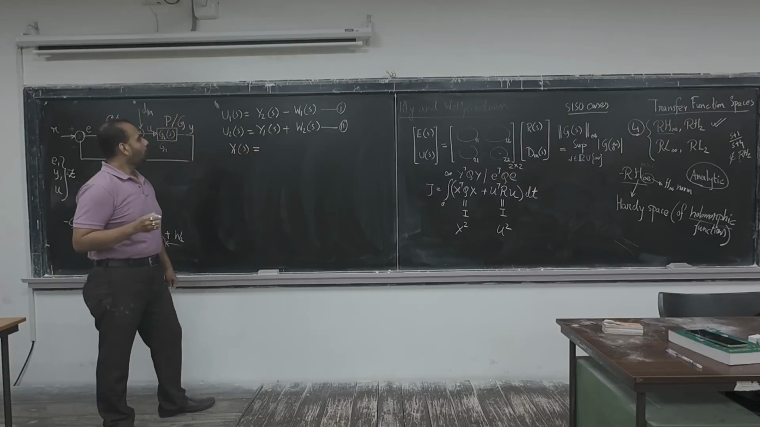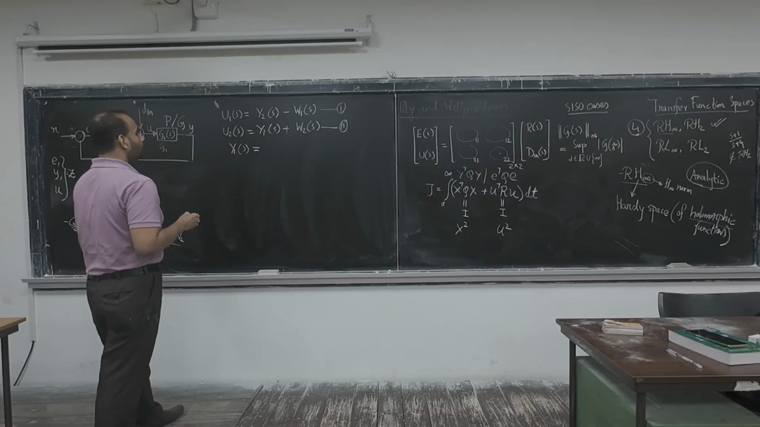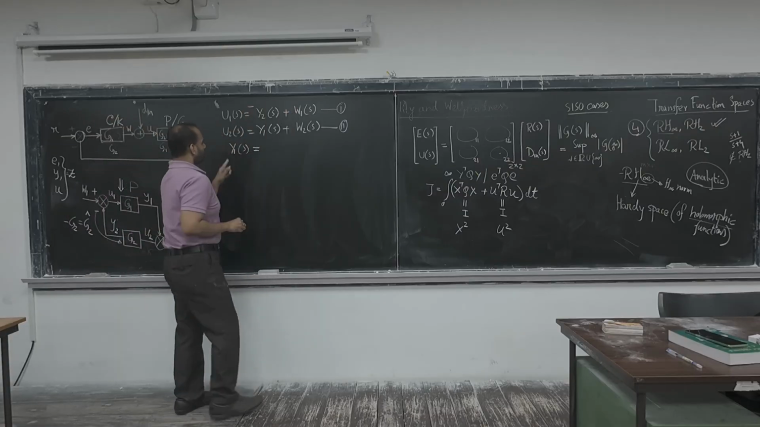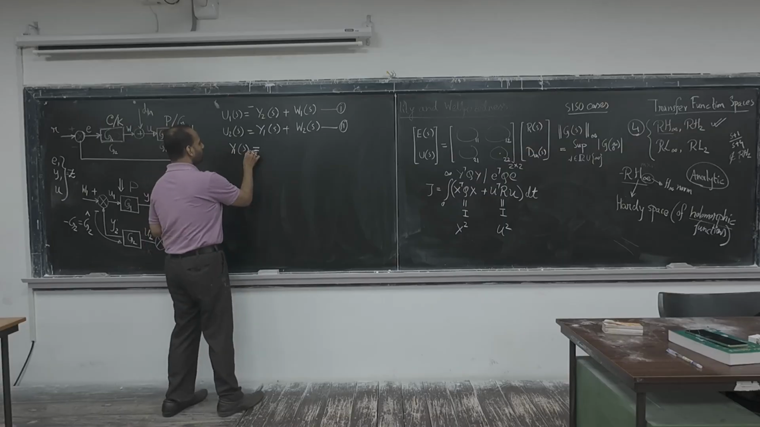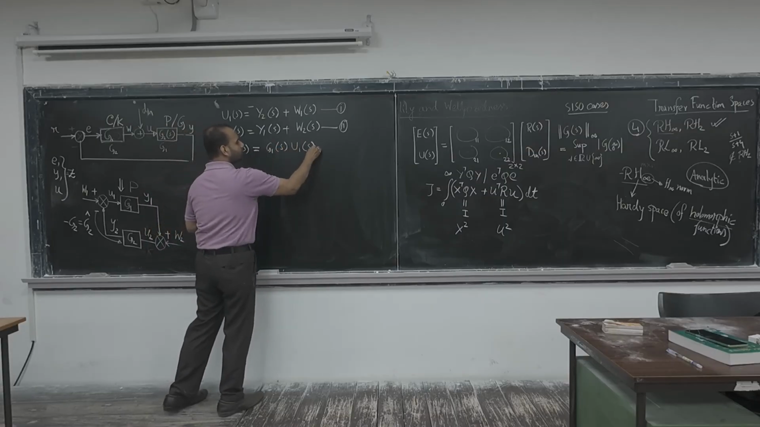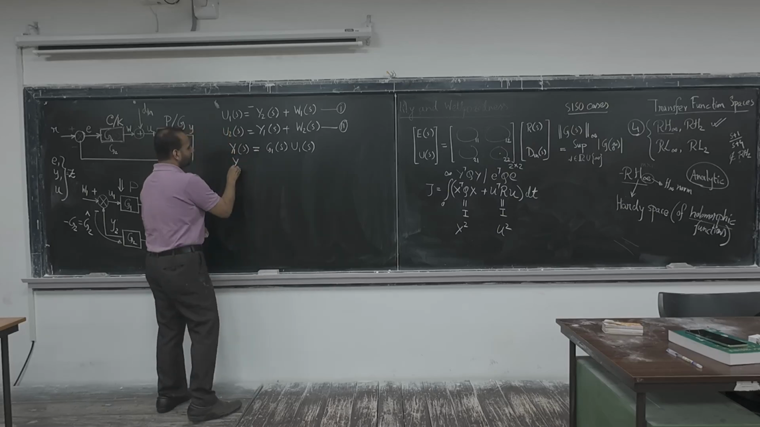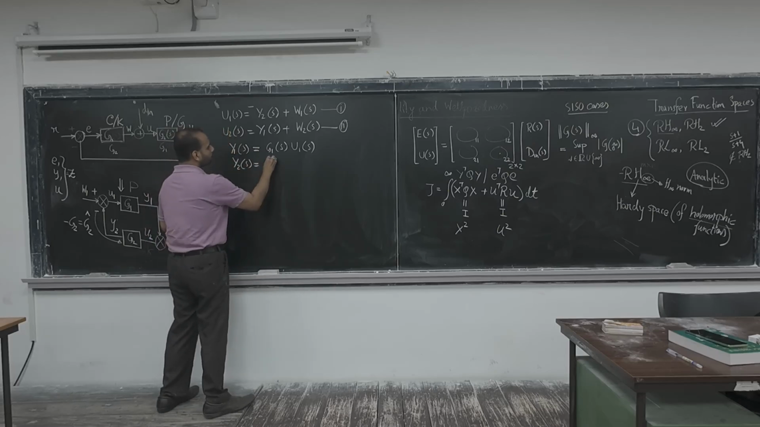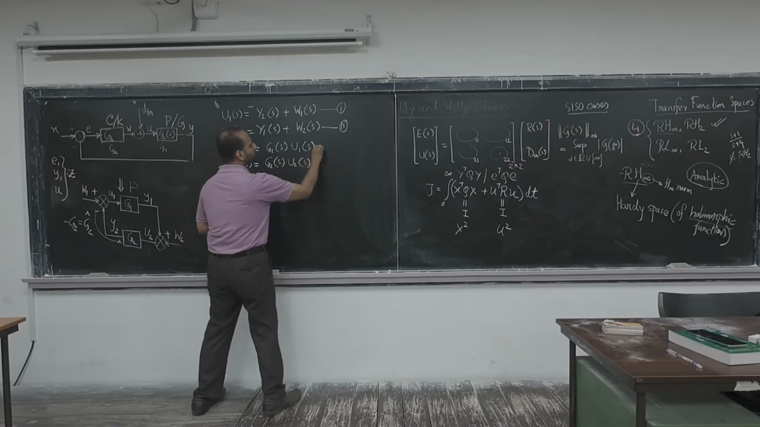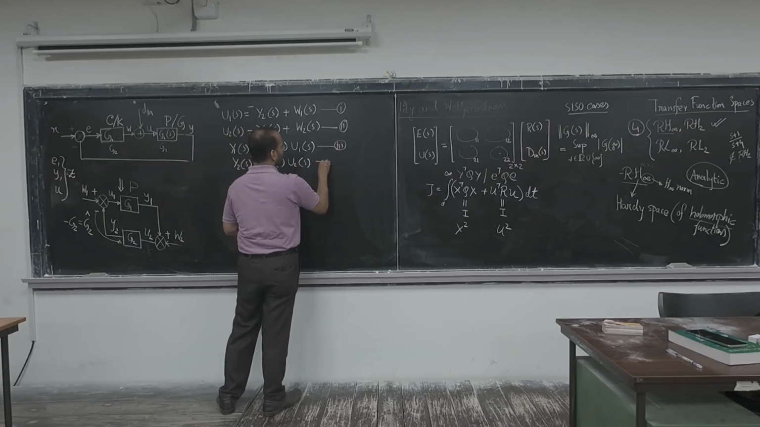So now the standard relation. Plus, that will be plus. Minus should come before Y. Oh, yes. Thank you. Then now the standard relation is Y1 of S equals G1 of S into U1 of S. That is my standard relation. And then Y2 of S equals G2 of S into U2 of S. These two are also my standard.